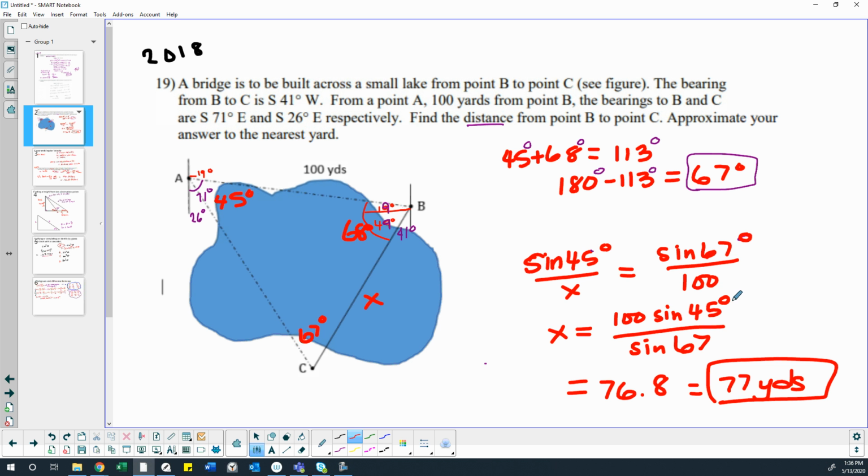Just making my problem look a little more accurate here. This was in yards. And I've got all my degree marks on everything, though some of them are in different colors. Oh well, we're good.